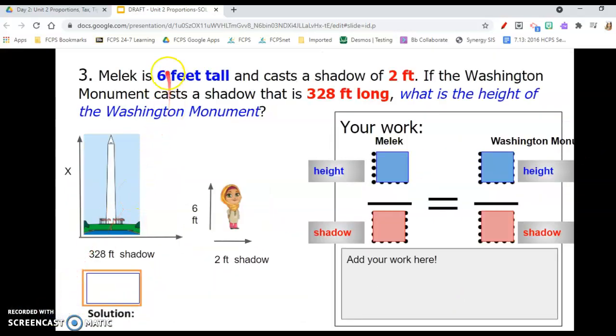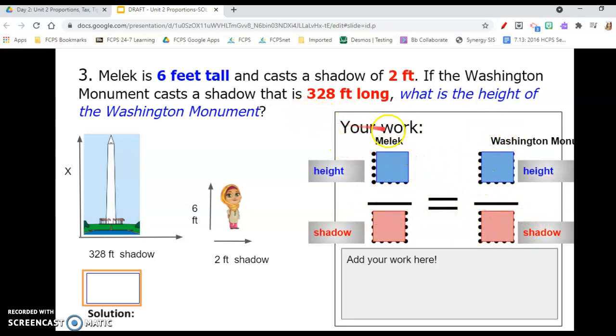Problem number 3. Melek is 6 feet tall and casts a shadow of 2 feet. If the Washington Monument casts a shadow that is 328 feet long, what is the height of the Washington Monument? So I have my units on the top, height, my units on the denominator, shadow. I'm talking about Melek on this side, and I'm focusing on the Washington Monument on the right.